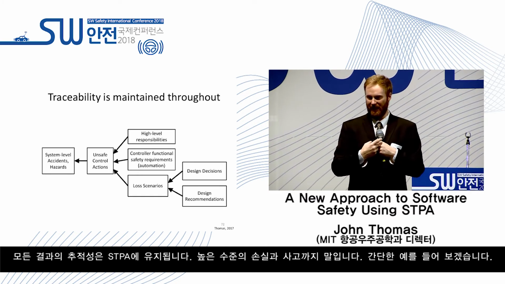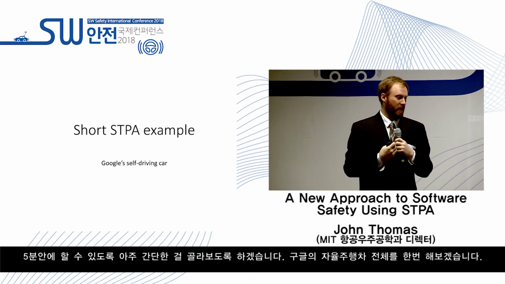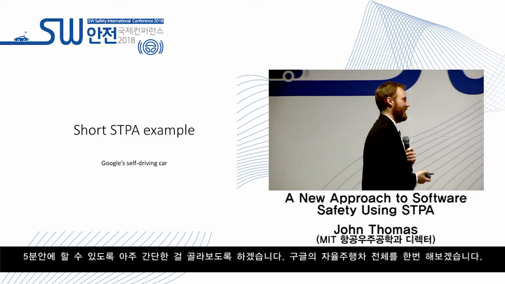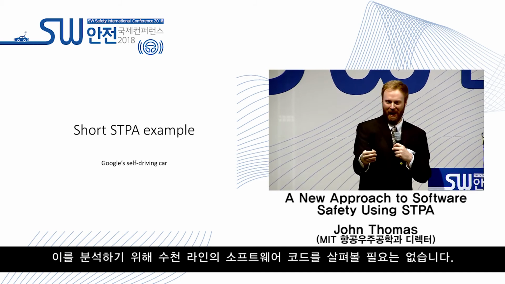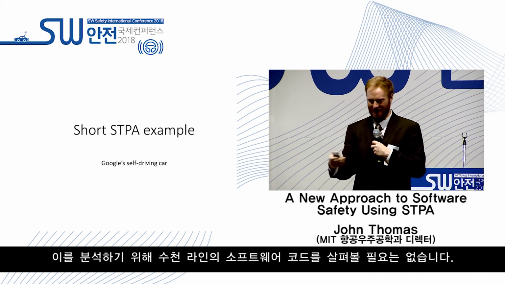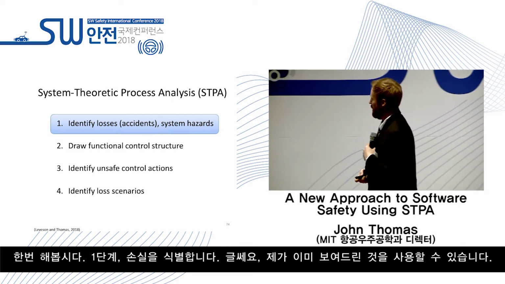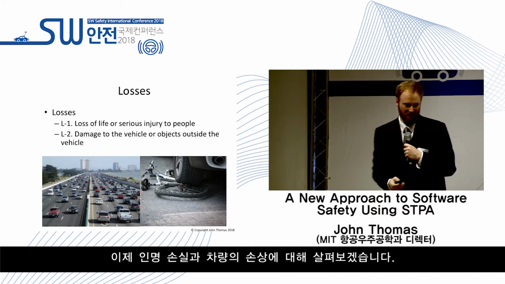Let me do a short example. Let's pick something extremely simple so we can do it in 5 minutes. Let's do Google's entire self-driving car. We can do that because we're starting at a high level. We do not need to look at thousands of lines of software code to analyze this. Let's try it. Step 1, identify losses. Well, we can use the ones I already showed you. Let's look at loss of life and damage to the vehicle.